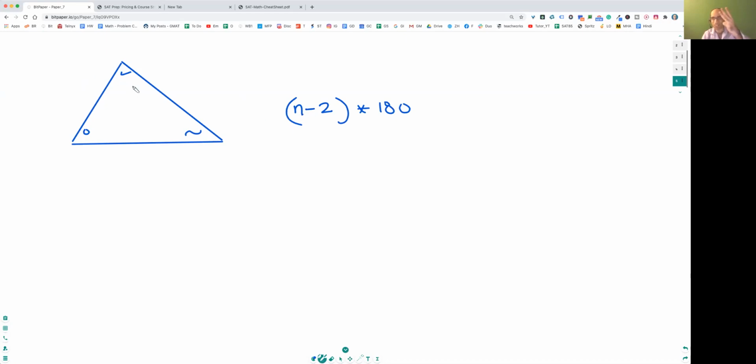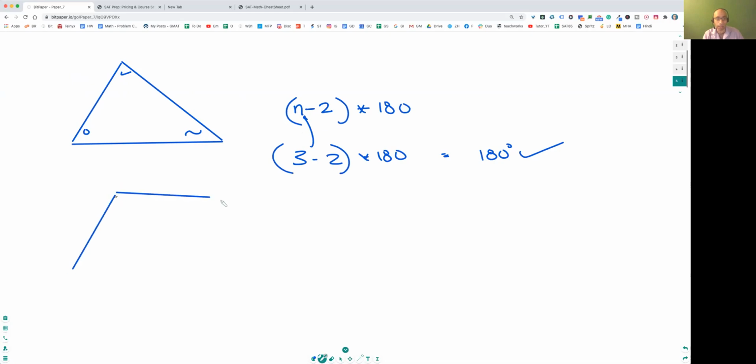In a triangle, there's always 3 sides, right? So you're going to put in 3 right inside over here. You're going to do 3 minus 2 times 180, right? So that's 1 times 180, that's 180. So that checks out, right? The sum of angles in a triangle is given by this formula, which is so obvious because it's easy over here, right? How about a quadrilateral, which has 4 sides, right?